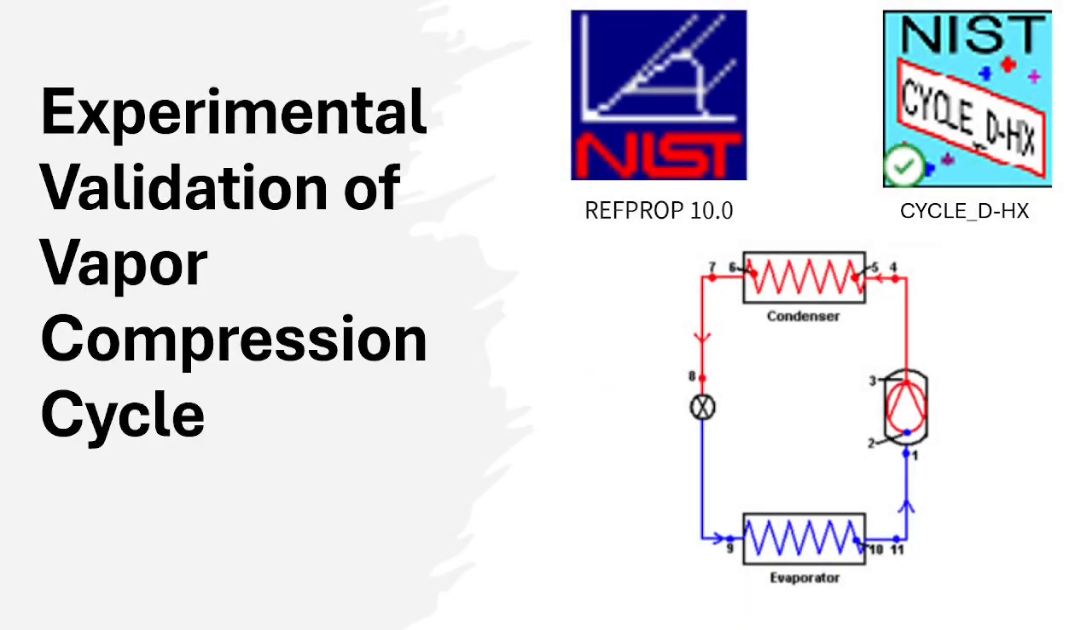Today we will dive into one of the most important parts of HVAC system modeling, that is experimental validation. We are going to see how simulation results from Cycle_DHX compare against the real experimental data. Validation is a crucial step before moving into optimization. First I will explain the stepwise approach of the validation procedure for you. Then we will dive into our simulation software. So stick around, because by the end you will see how theory meets reality.